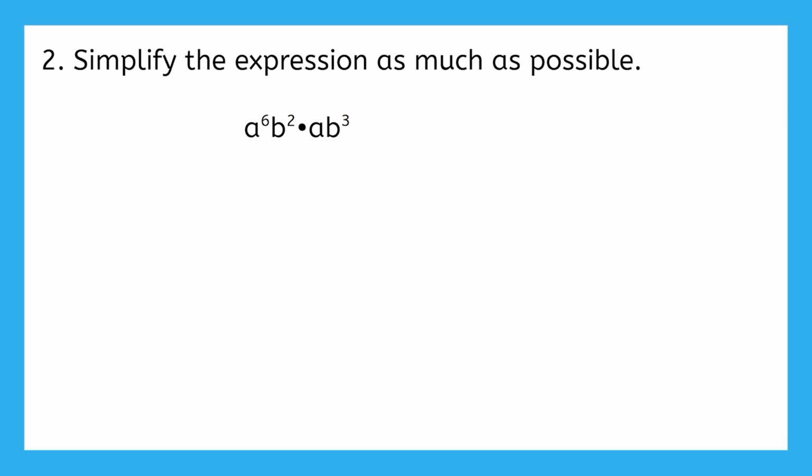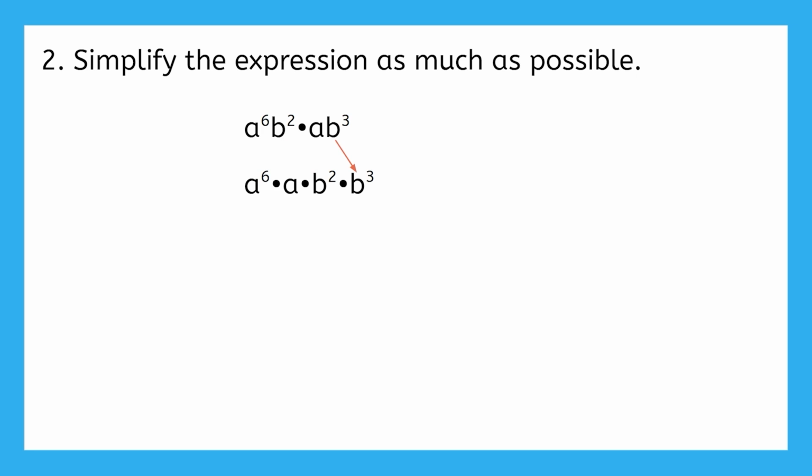Let's start by keeping a to the 6th first. Then I want to move this a over next to it. Remember that an exponent only applies to the base under it, so this exponent of 3 goes with the b. This a does not have an exponent written with it. Then, for the b's, we have b squared times b to the 3rd.